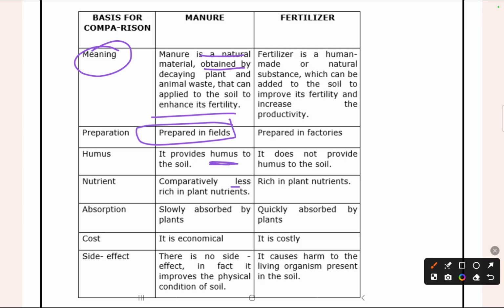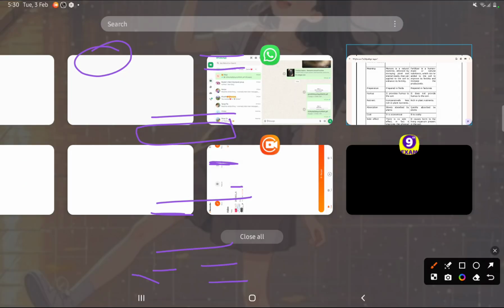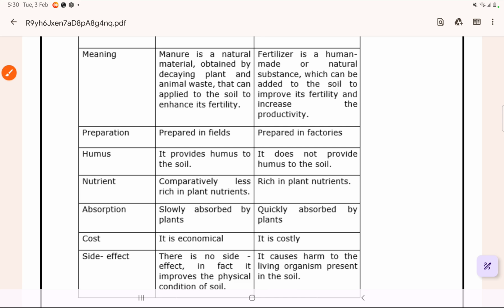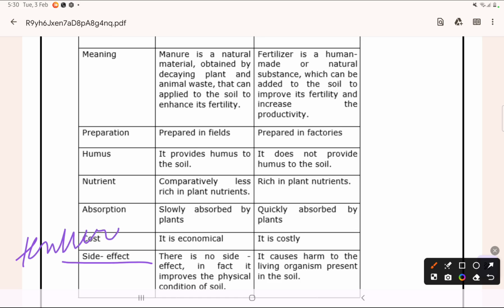It is comparatively less rich in plant nutrients. They are slowly absorbed. It is economical. There is no side effect. In fact, it improves the physical condition. What is physical condition? Physical condition is such as we can say texture, which it also improves.